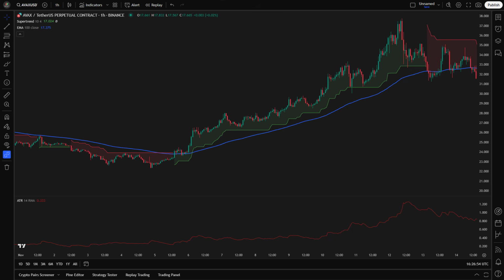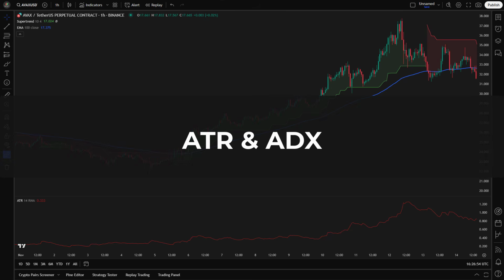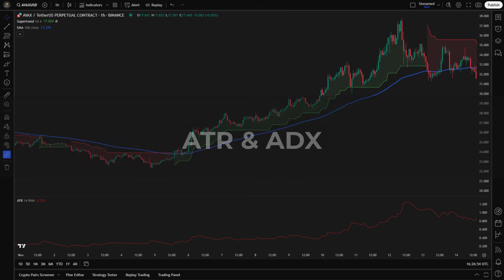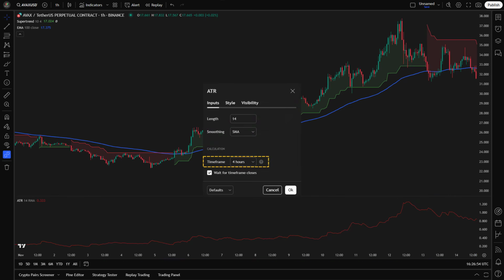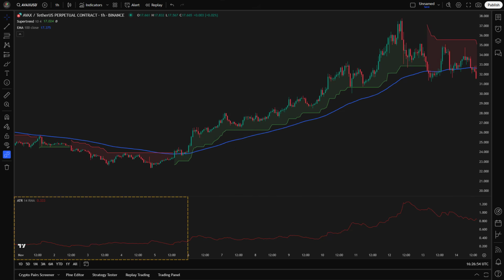Next, we also want to avoid trading in a ranging market, because this strategy works best during strong trends. To filter out sideways markets, we'll use two tools, ATR and ADX. In a ranging market, prices move sideways in a tight range. This means low volatility. To measure volatility, we'll use the ATR on a higher time frame. Even though we're trading on the 1-hour chart, we'll check ATR from the 4-hour chart for a bigger picture.